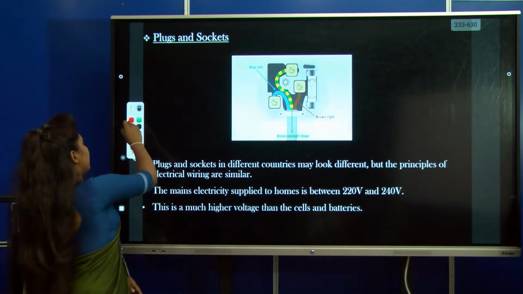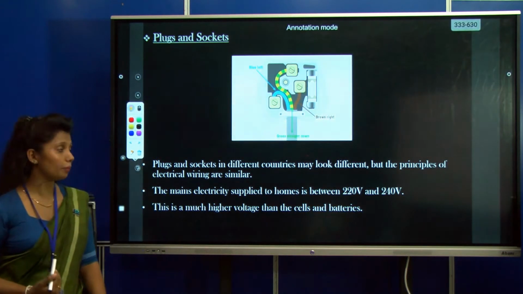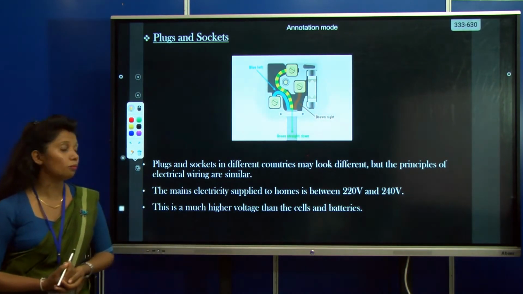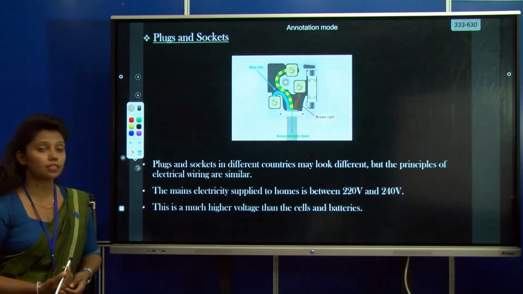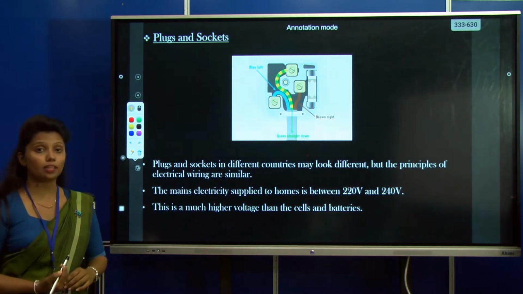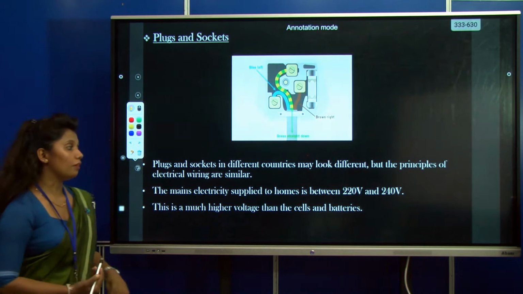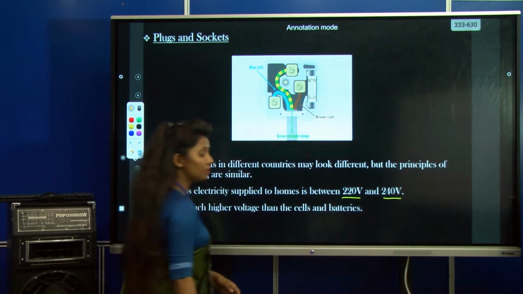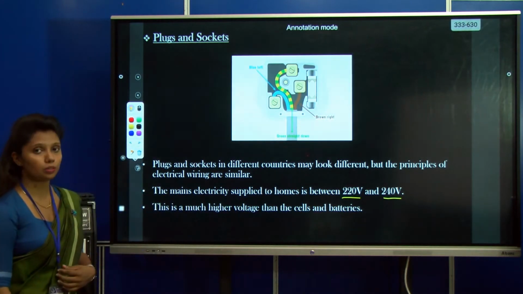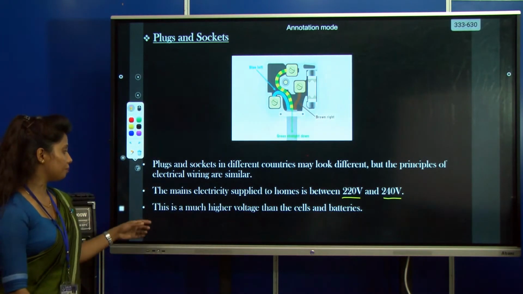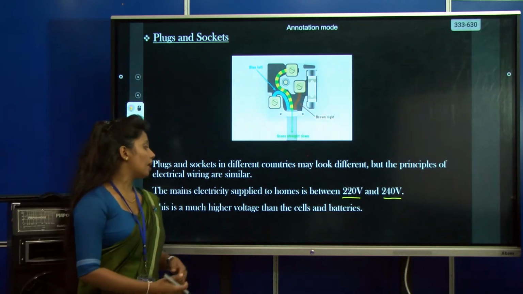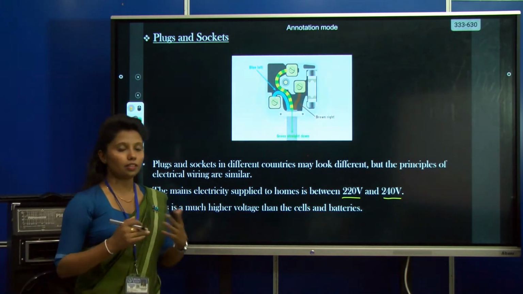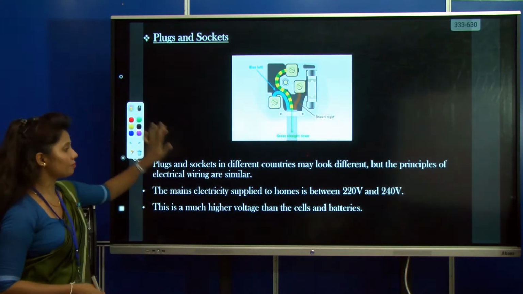The next main point to keep in mind is that the main electricity supplied to homes is between 220 volts and 240 volts. This is the voltage that we are getting to our houses. This is a much higher voltage than a cell or a battery.